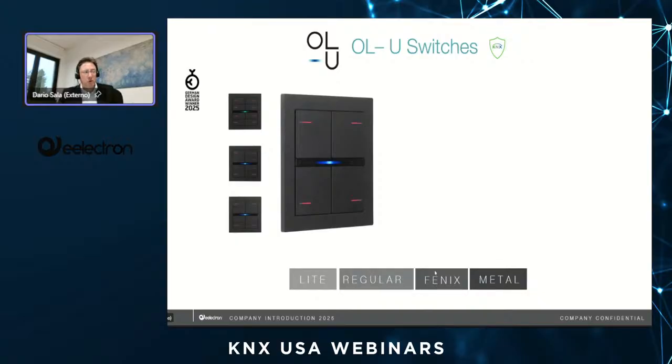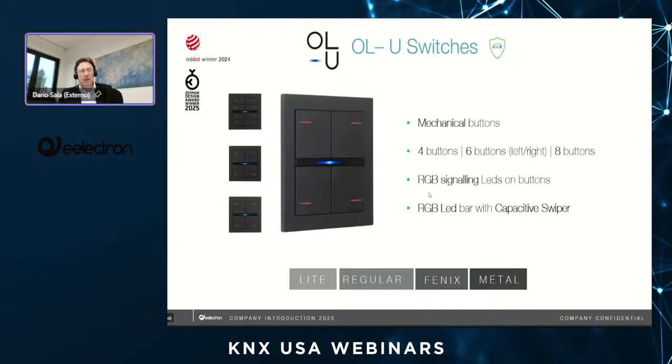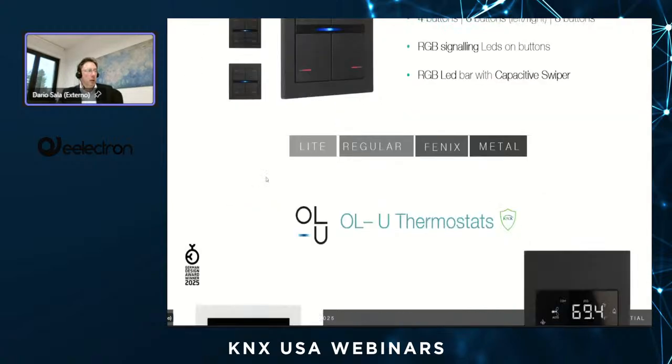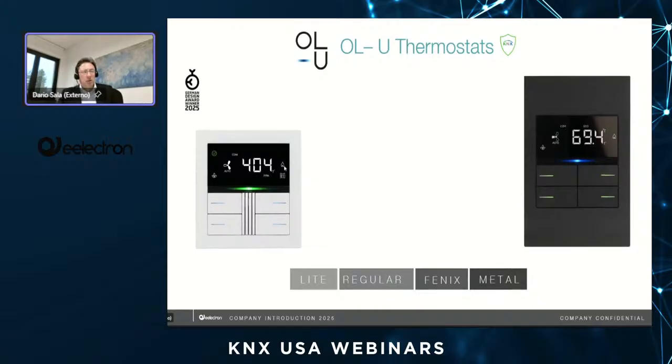You have multiple configurations, multiple materials, and of course, with the functionalities exposed here, our mechanical buttons, you can apply multiple functionalities. There is an RGB bar and also a capacitive swiper here that you can implement in multiple ways, which you will see very quickly now. The thermostat itself can also be exposed in a North American concept while we are selling worldwide. So we are basically applying all the standards that are available.